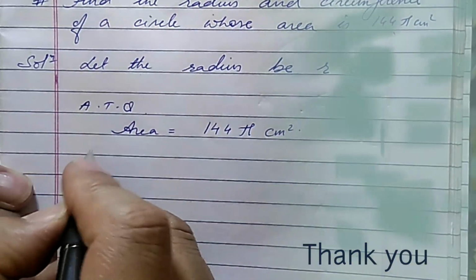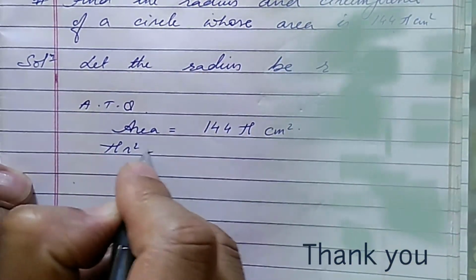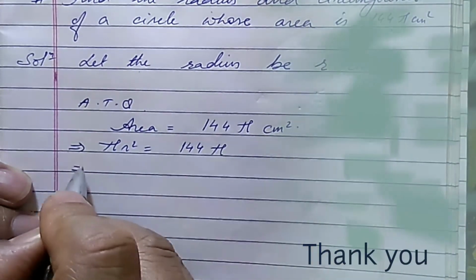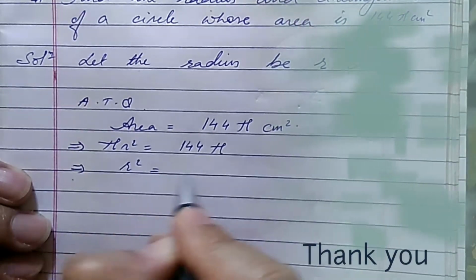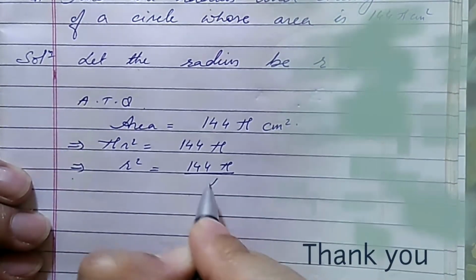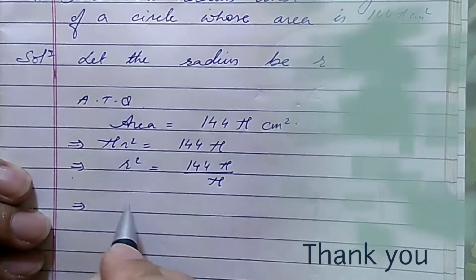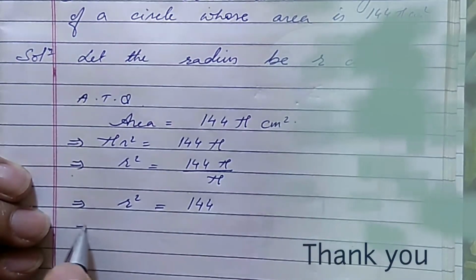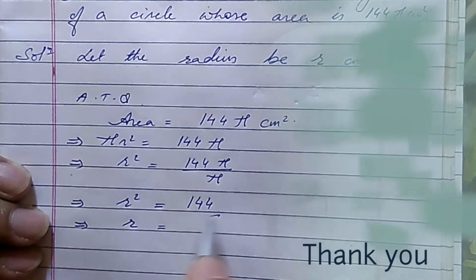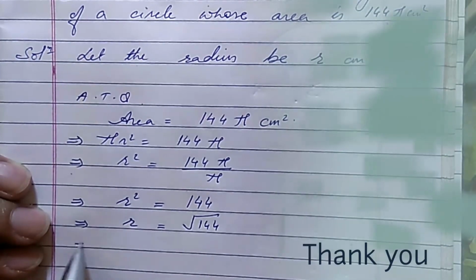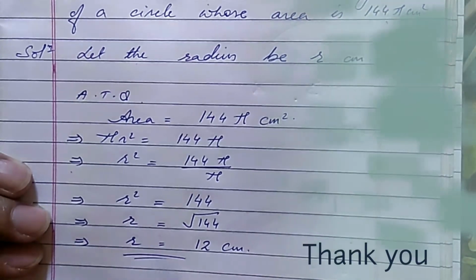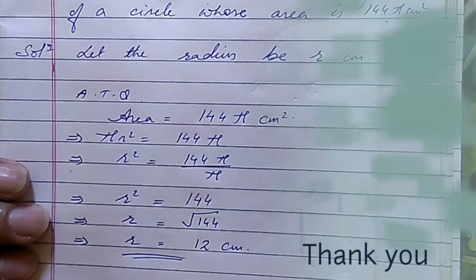But we know area is equal to pi r square. So pi r square will be equal to 144 pi. Now we are not putting the value of pi because eventually this pi will get cancelled. So pi and pi will get cancelled. We can write r square is equal to 144. Therefore r will be the square root of 144, and the square root of 144 we know is 12 centimeter. Therefore the radius of the circle is 12 centimeter.